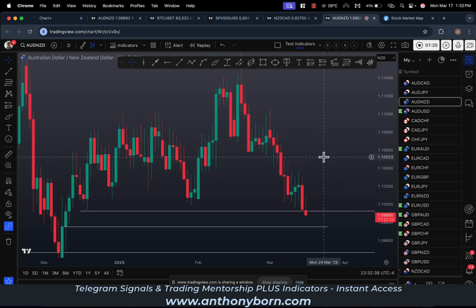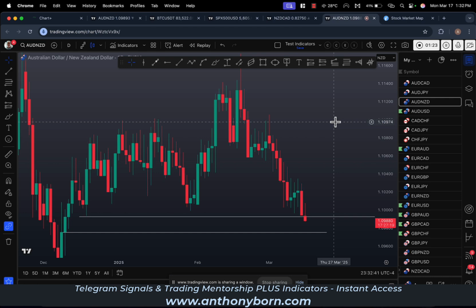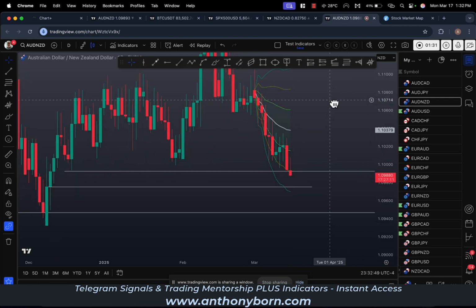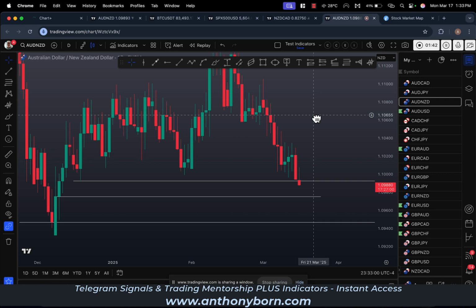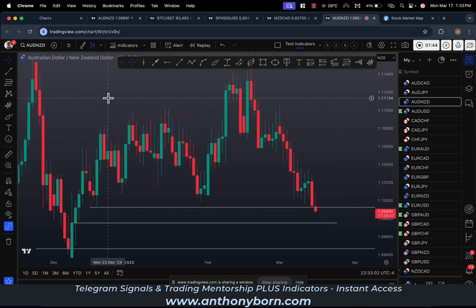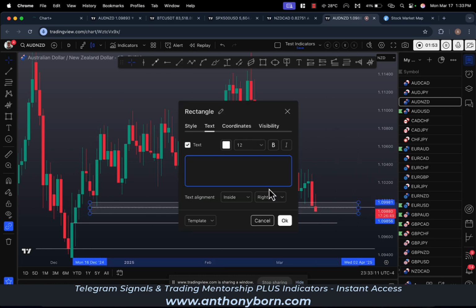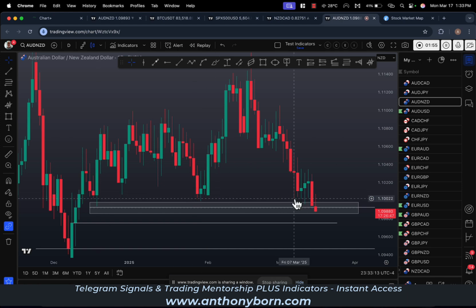But the thing with this is it's currently overextended. Now you can use tools like this anchored VWAP. You can place it up here. Let's have a look at that and see what it says. See this white line, that's the mean, right? So we are currently 2 deviations out from the mean. So you want to be careful when price overextends and when it trades into a liquidity zone, a liquidity pool like this. We look at these lows under here, multiple touches. Okay, it's a big level, so you want to be a little bit careful.